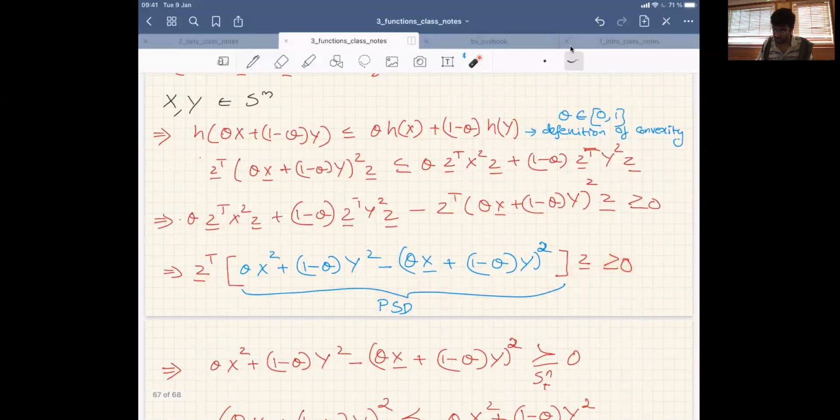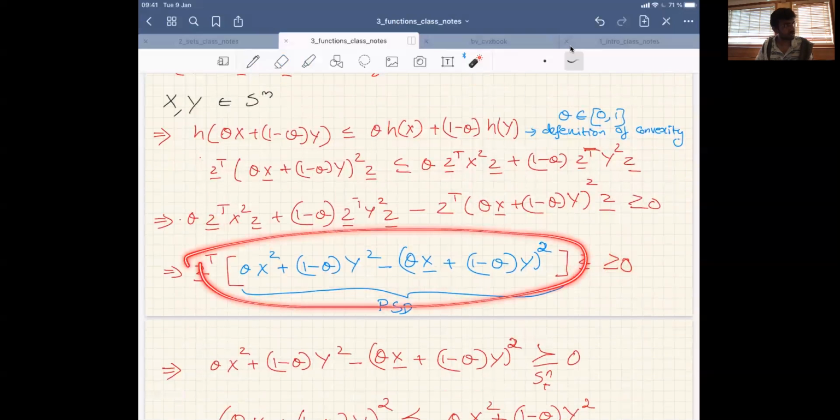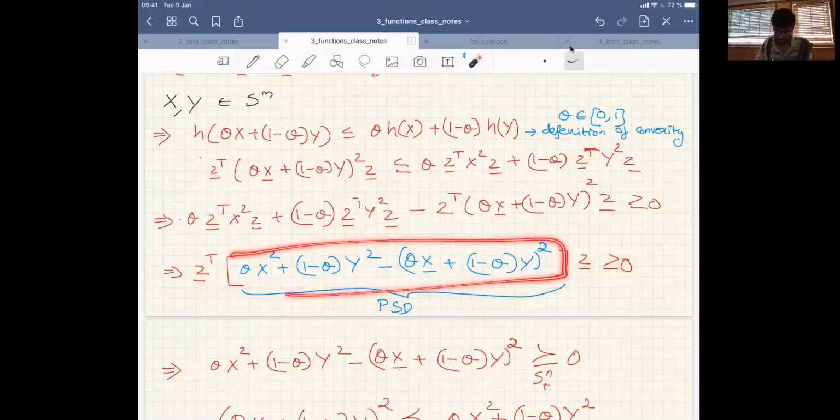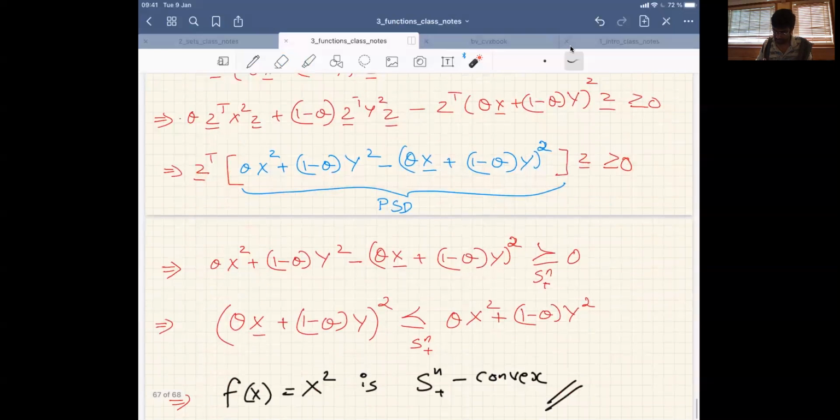That means you have a quadratic expression here that is taking a value greater than or equal to 0. Until this point, you just have a scalar number, right? This is a quadratic form which gives a real value. This is not a vector, this is a number, a real value. Now I'm saying that number is greater than or equal to 0. That means this matrix has to be positive semi-definite. So this matrix, which is this guy, has to be positive semi-definite.